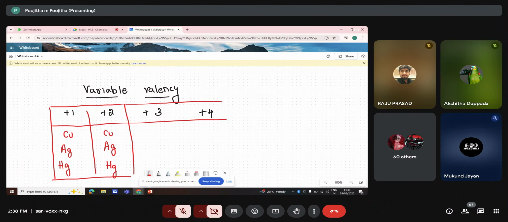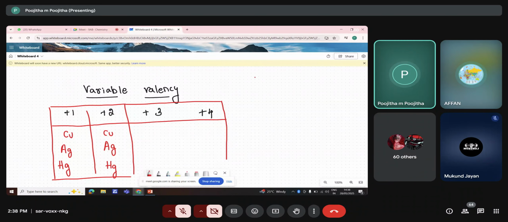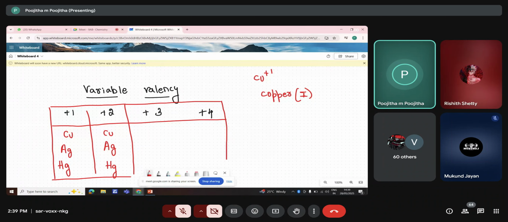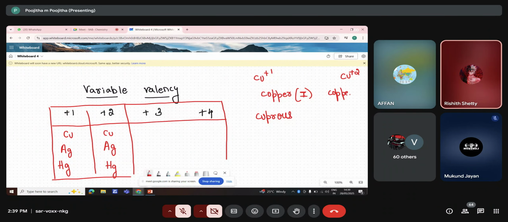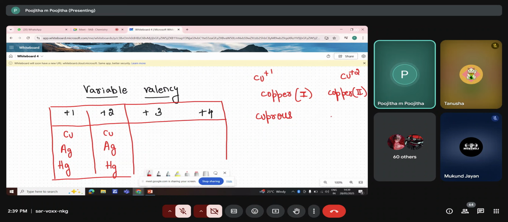You learnt nomenclature last year. Do you remember, children, how to name these ions? For example, Cu plus 1 ion. According to the new system of naming, we write the element name, copper, and the valency in Roman numerals in brackets. According to the old system of naming, what is this ion called? Cuprous ion. And Cu plus 2, according to the new naming, is just copper(II) ion. This is also known as what? Cupric ion.